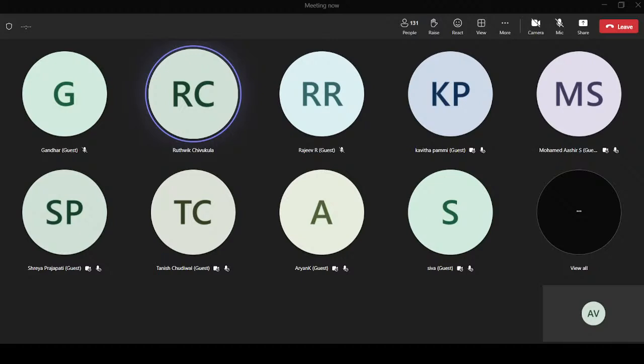Saying that, I guess we have 130 attendees, so that's great. We can start right now. Rajiv.